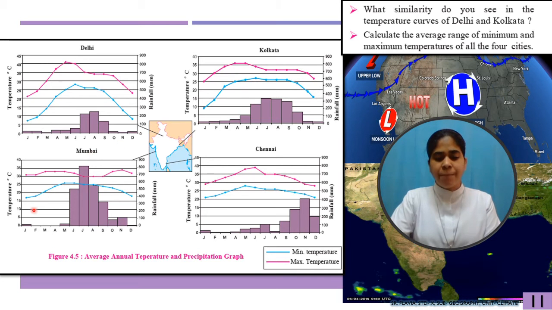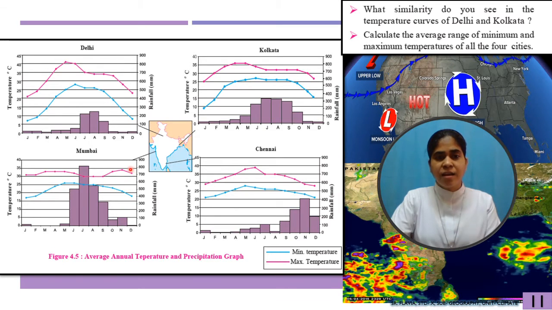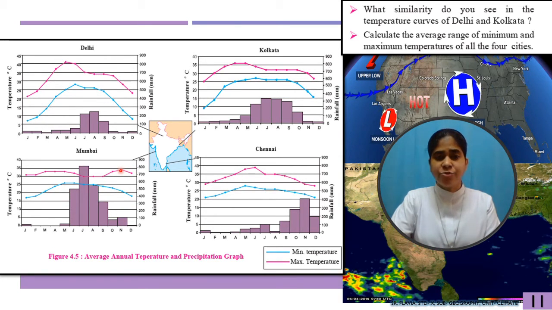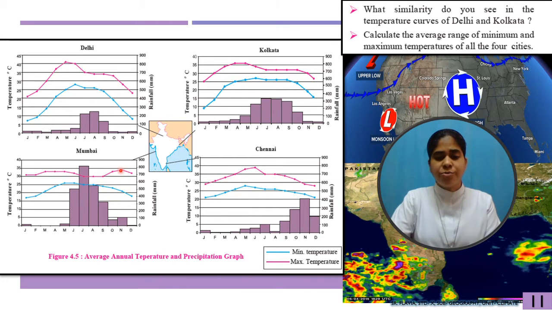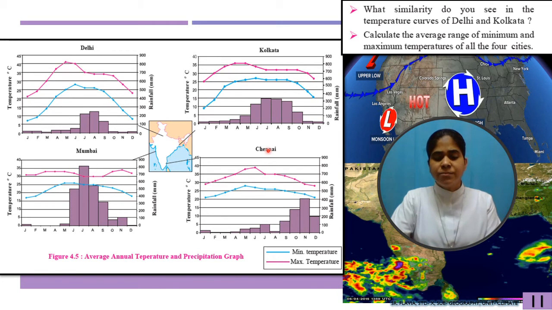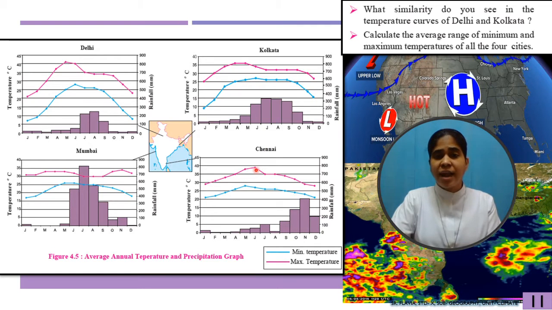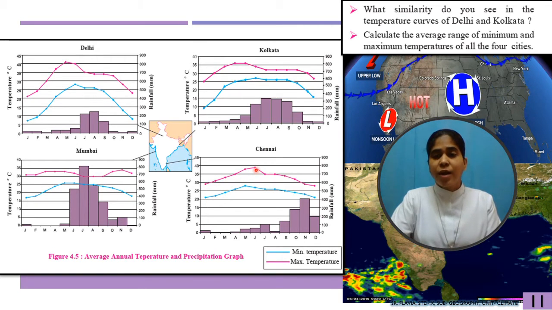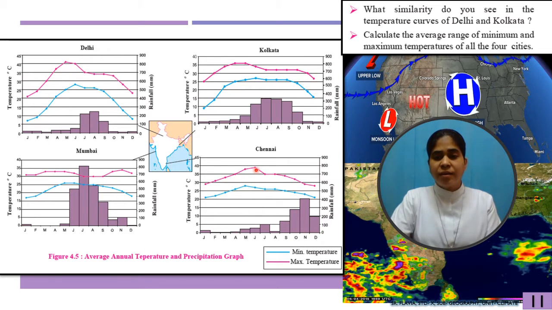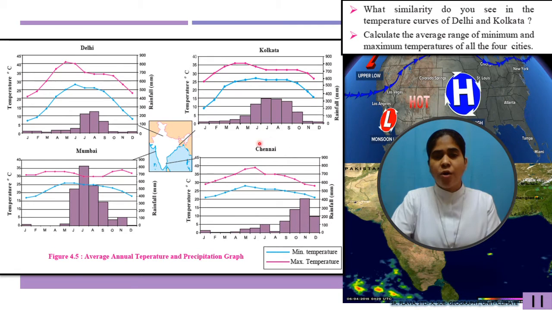Mumbai. The minimum temperature is 17 degrees. Maximum is 34 degrees. So 17 degrees to 34 degrees is the average temperature range of Mumbai. Chennai. The minimum temperature is 21 degrees. Maximum is 39 degrees. So 21 degrees to 39 degrees is the average temperature range of Chennai.